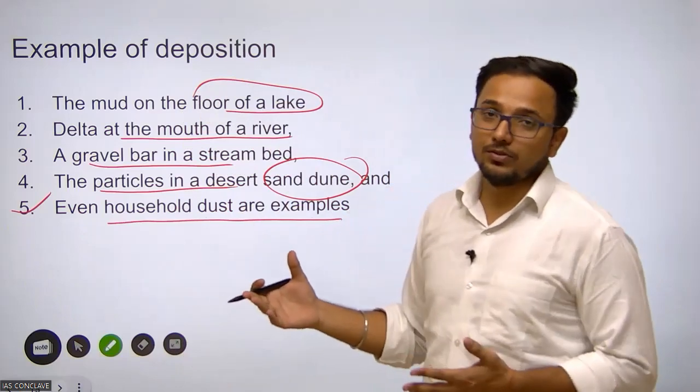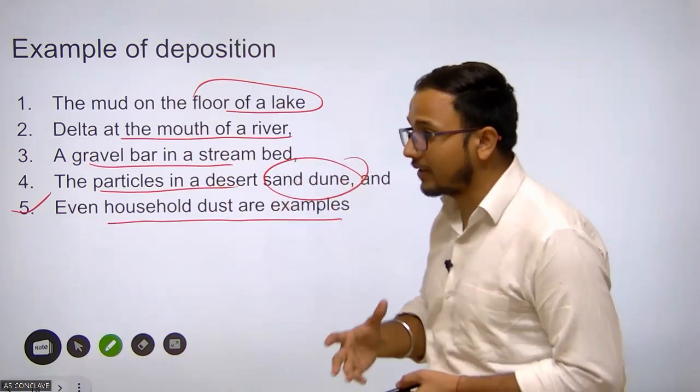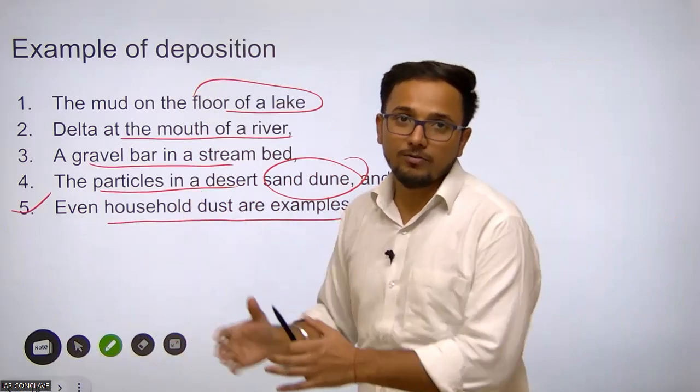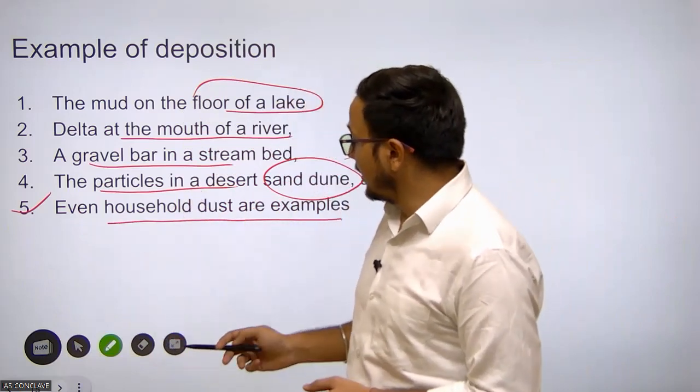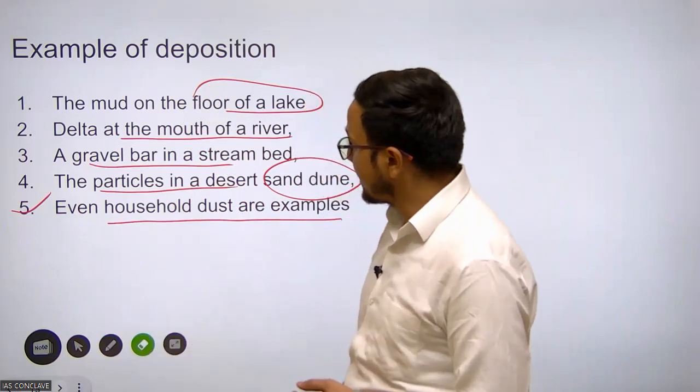These are examples of deposition, and through deposition there is compaction and cementation, and through this sedimentary rock forms. So deposition is an integral part of sedimentary rock formation.